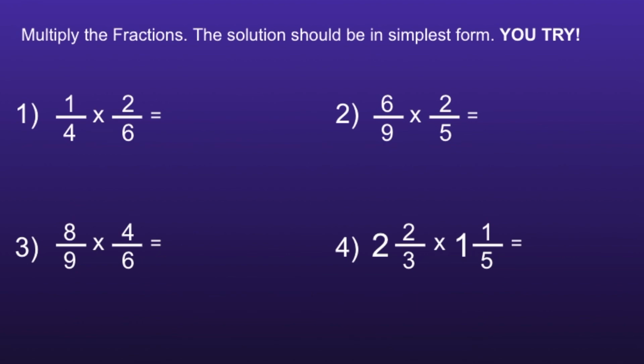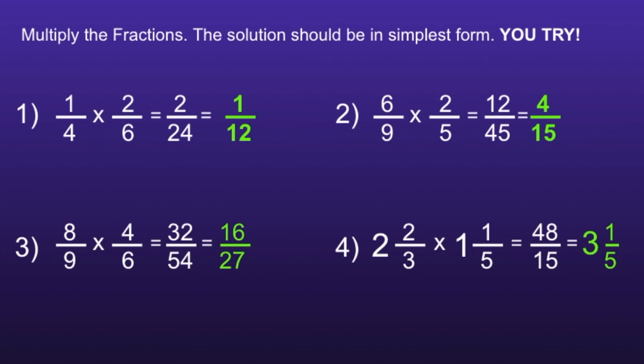All right, let's take a look at those answers. Number 1 is equal to 1/12. Number 2 is equal to 4/15. Number 3 is equal to 16/27. And number 4 is equal to 3 1/5.